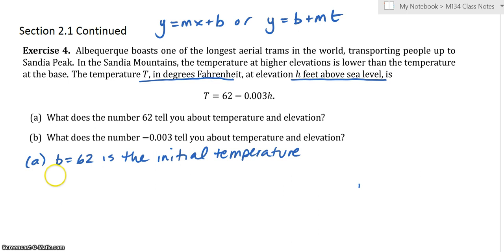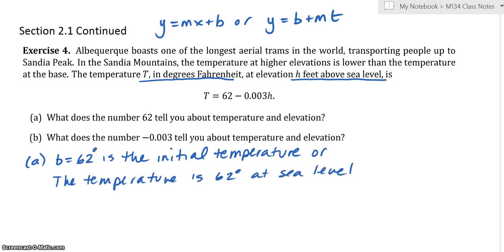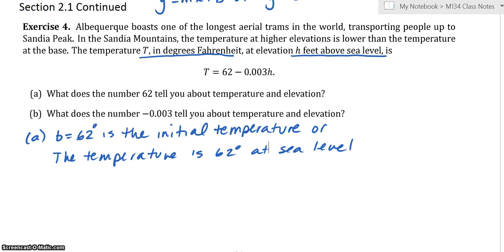That makes sense, because if I plug in h is 0, I do get 62. Or if you want to say it more fancy, we know that the temperature is 62 degrees at sea level. When h is 0, we know that means sea level. Okay, what about part B? What does negative 0.003 tell you?